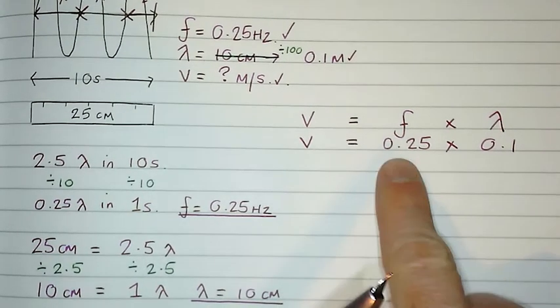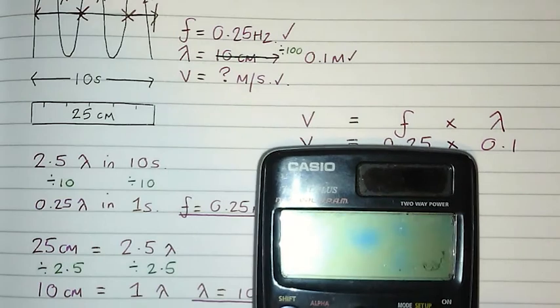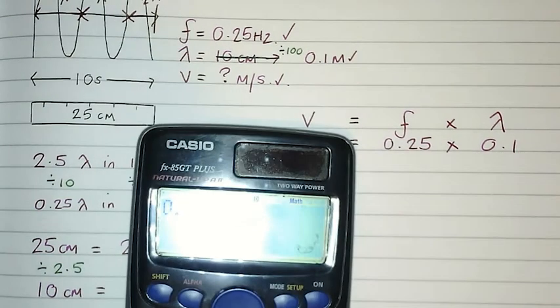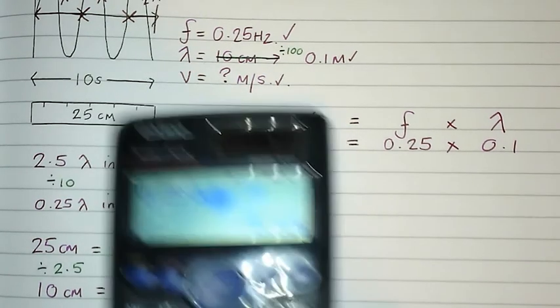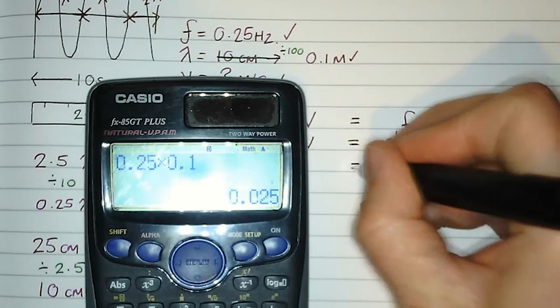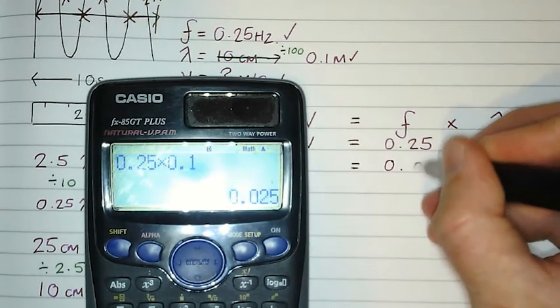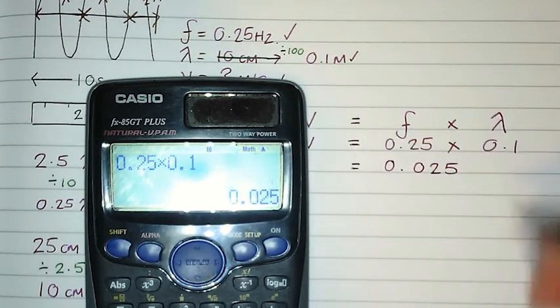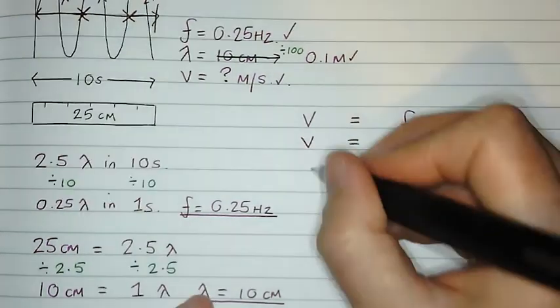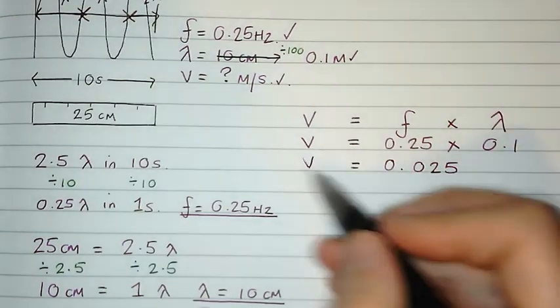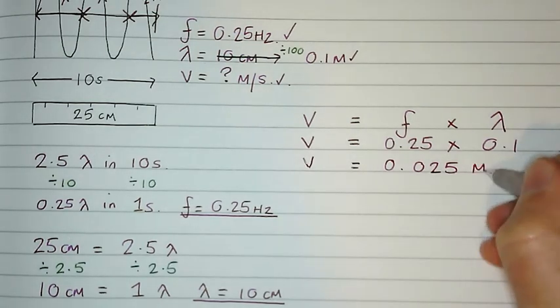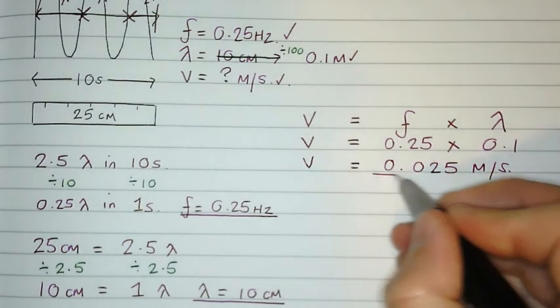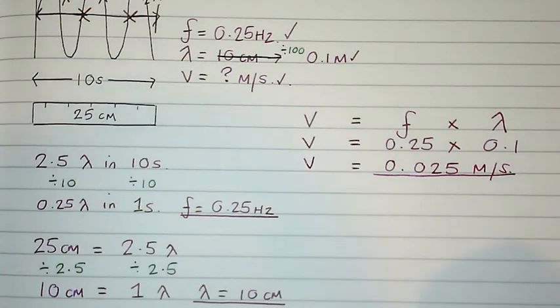Okay, so we're just going to do this on the calculator. So 0.25 times by 0.1 equals 1/40. Press the SD button. Equals 0.025. Remember that that is V, and velocity is in meters per second. Underline it. Tell the examiner, here's my answer.